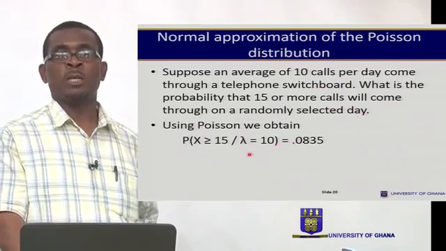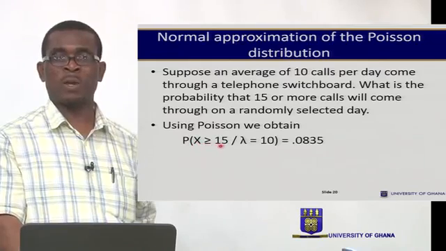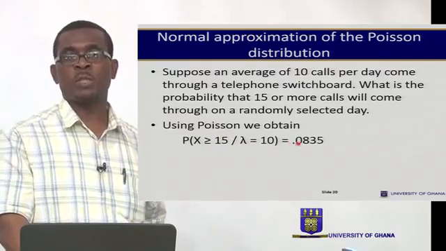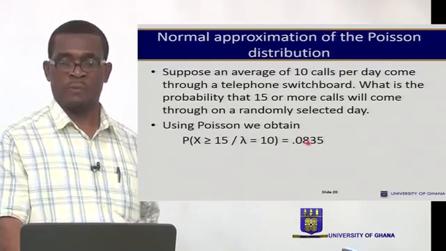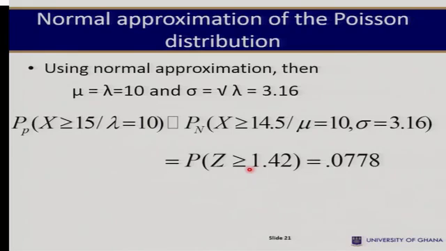This is a Poisson, so we want the probability that x is greater than or equal to 15, given that the mean is 10. When you solve this using the Poisson, you get 0.0835. But we can solve this using the normal. So our mu, which is lambda, is 10, and our sigma, which is the square root of lambda, is 3.16. So the Poisson probability can be approximated by the normal probability.